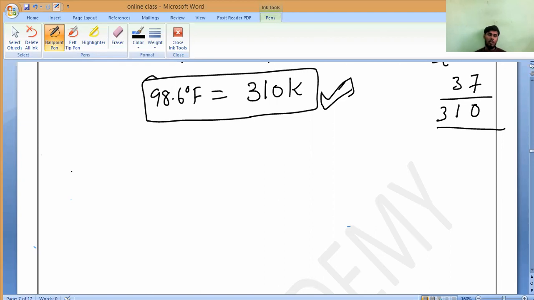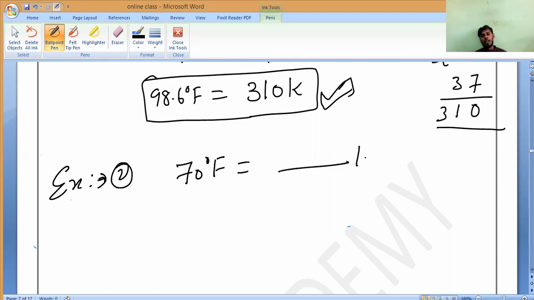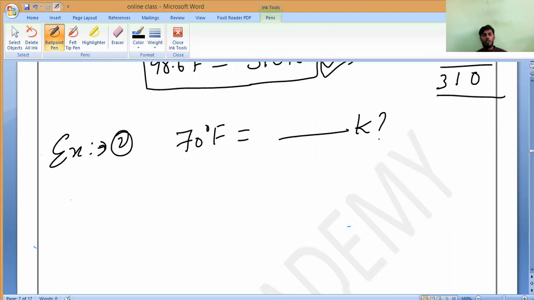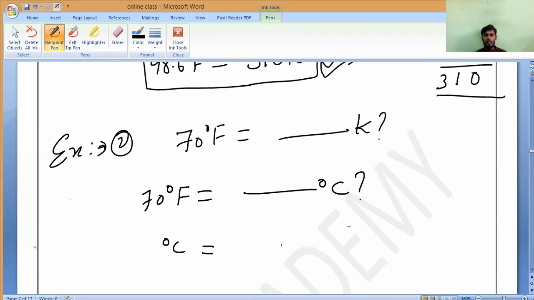Now, another thing we will solve. Example 2. How much temperature do you want? Whatever you want to take, you tell me. Shall we take around 70, 70 degree Fahrenheit, which is equal to dash Kelvin? Observe carefully. For 70 degree Fahrenheit, first we have to convert it into degree Celsius, later degree Celsius to Kelvin scale. So now step 1, solve it, all of you.